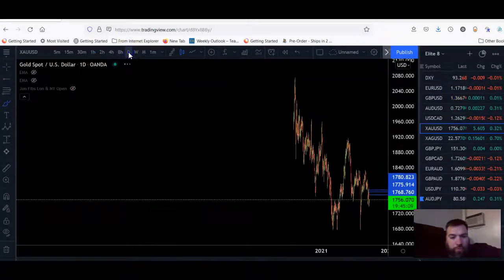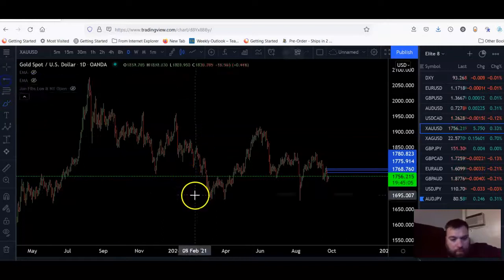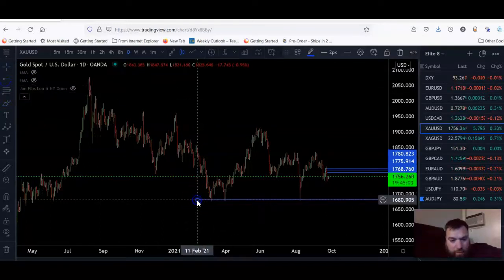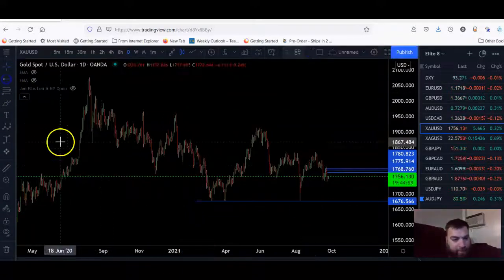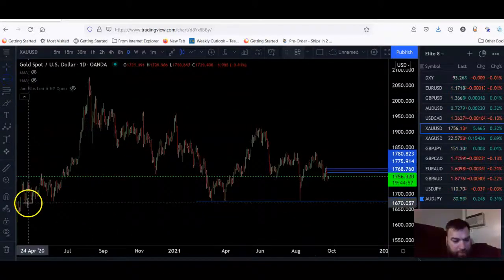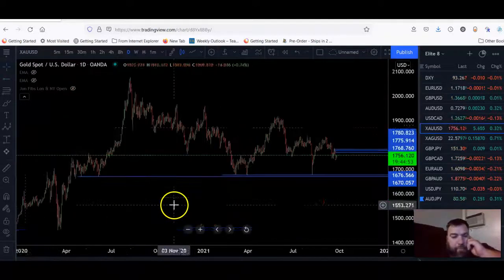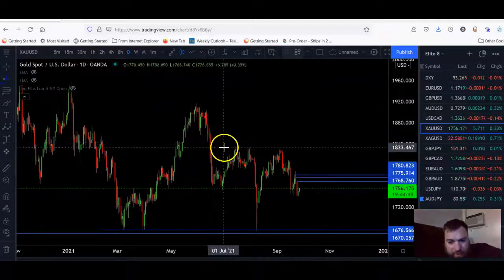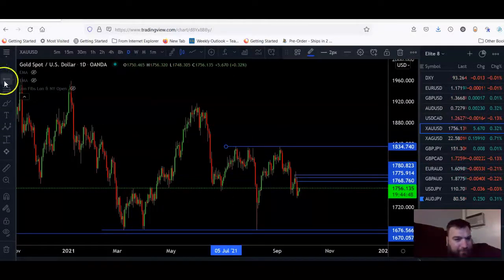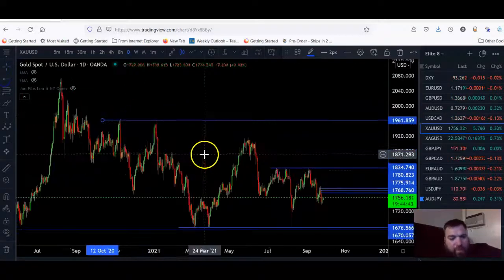So long-term gold, you have equal lows right here, and you have equal lows right here. And up here, you have equal highs right here. Equal highs right here. Okay.